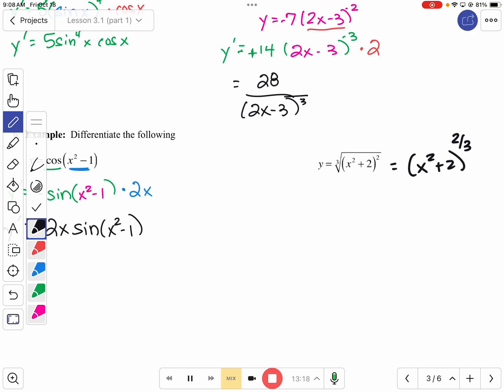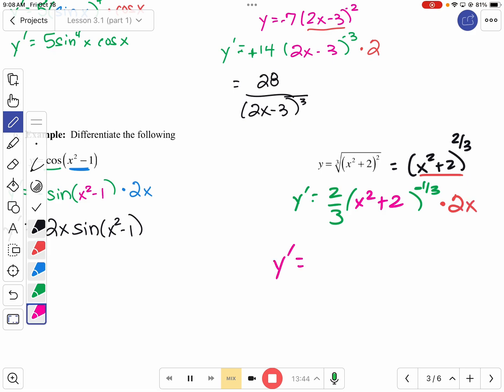So now when we start our process, my outside is something to the 2/3. So 2/3, I'm going to subtract it by 1. What's that going to make my new exponent? Negative 1/3. We're going to keep the inside stuff the same, so x squared plus 2. And then the derivative of that inside, which would just be 2x. And then if we simplify, 2/3 times 2x will give me 4x over 3.